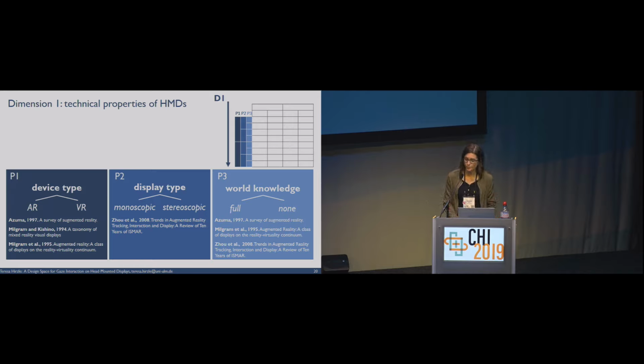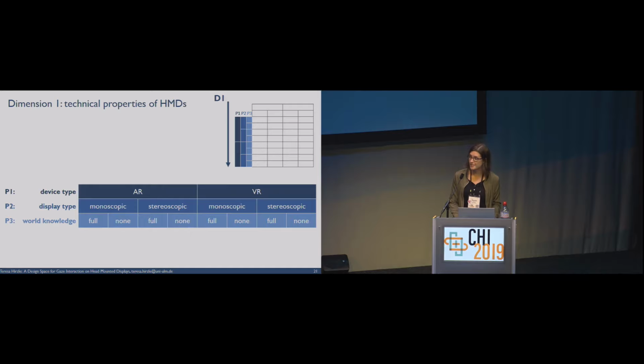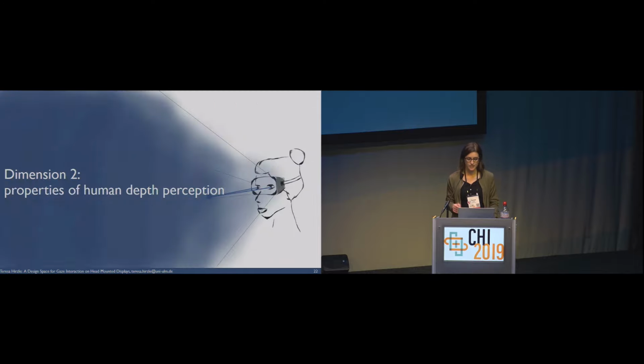And in AR, full world knowledge refers to having a 3D mesh of the environment and information about the augmented data, which is put on top of it. So if we now combine all the values of the parameters, we get 8 rows for the first dimension. The next dimension, or the second dimension, is properties of human depth perception.